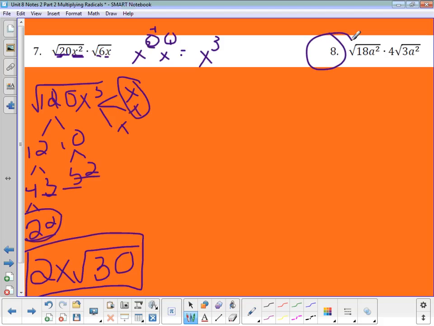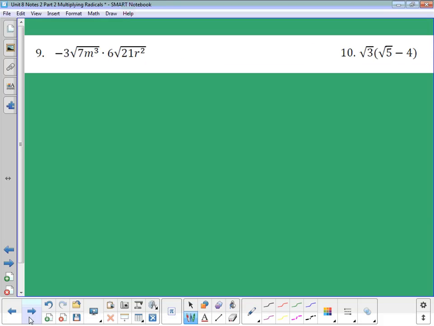Next, let's take a look at number 9. So for number 9, you're going to start by multiplying the outside. So we have negative 3 times 6. That's going to give us negative 18. Then we're going to multiply underneath the radical. So I'm going to do 7 times 21, and that gives us 147. And then m cubed r squared.